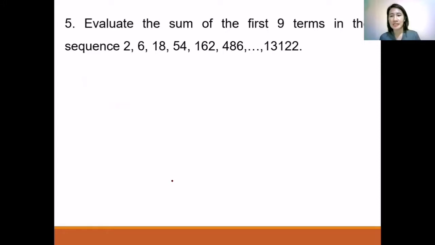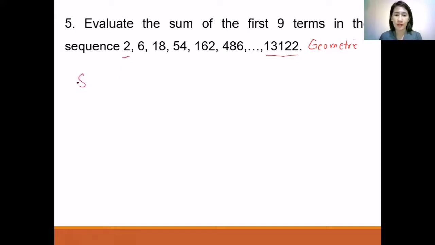Number 5, evaluate the sum of the first 9 terms in the sequence 2, 6, 18, 54, 162, 486, 13,122. So this is now an example of a geometric sequence. As you can see, you have to multiply a certain number for you to get the next term. But in this example, the first and the last term are actually given. So we will now be using the formula wherein you are given the first and the last term. Since the last term is already indicated, which is 13,122, and the first term is 2.